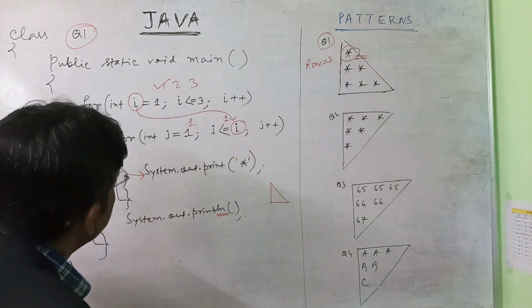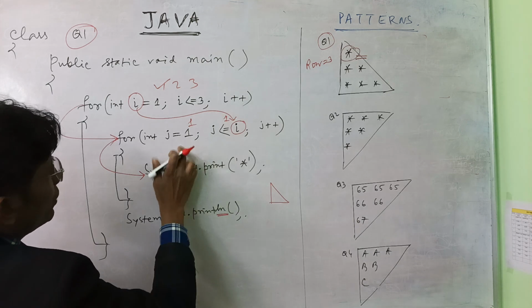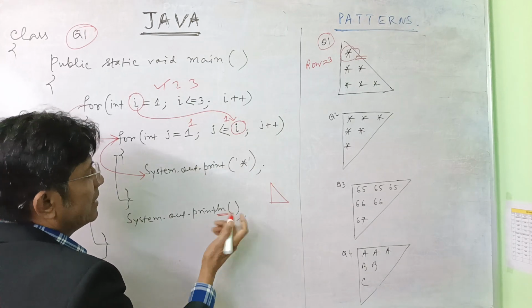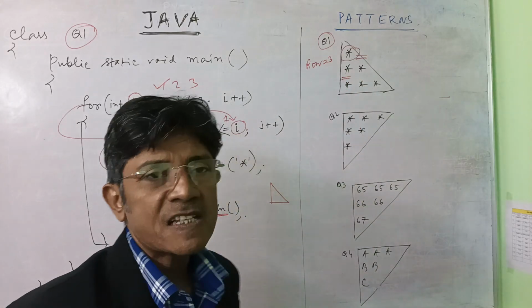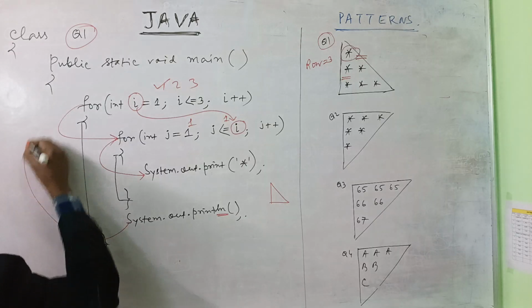To bring down the cursor, what do we have to do? This is the line System.out.println. So this loop will work only once. You are coming down, and System.out.println, because of this println, the cursor is ready in the next line. Your cursor is ready in the next line. So again you are coming like this.